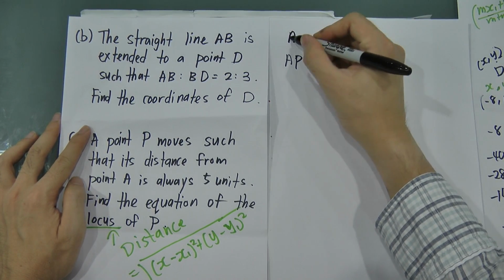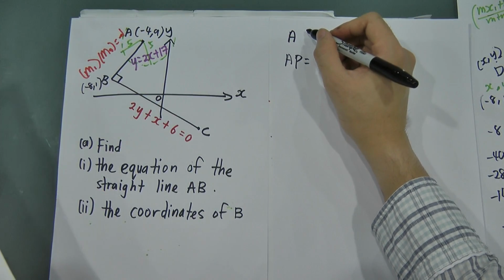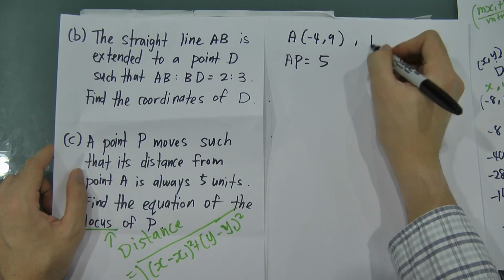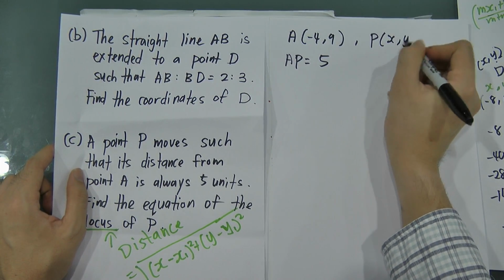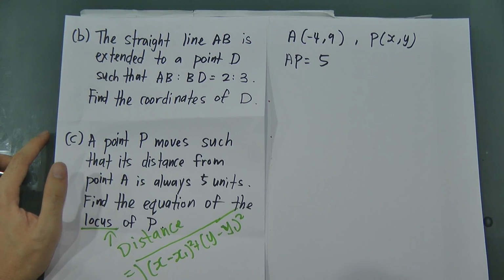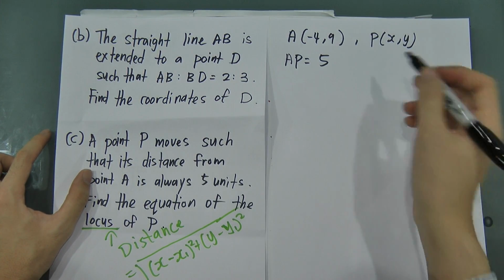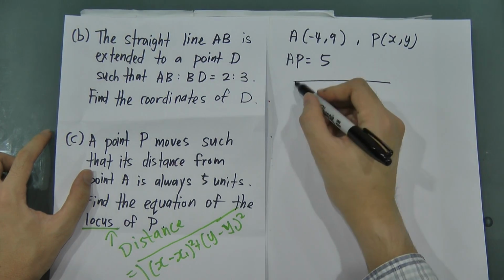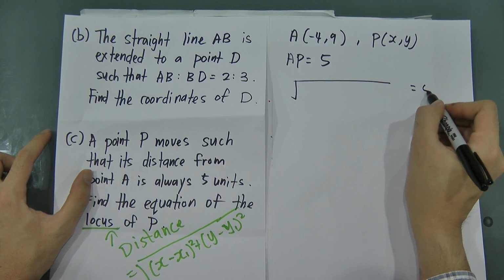So let me write the coordinate A again. What is A? A is negative 4 and 9. Okay, so I do not know P. I'm going to call P x and y. So I say locus, because it asks you to find the equation of the locus. Locus, you always need to link to the distance formula. So I'm going to use the distance formula in this case. I'm going to write the square root, AP will equal to 5.